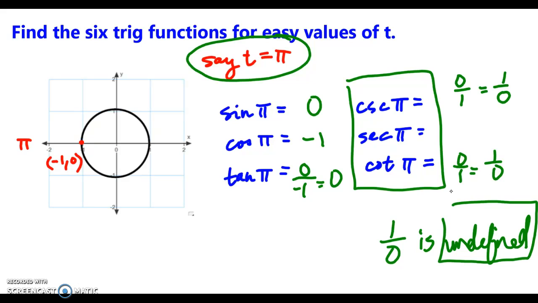And then last but not least, for secant of pi, the reciprocal of -1 would just be -1. So anytime the value of one of the trig functions is 0, when you go to find the reciprocal trig value, if sine, cosine, or tangent are equal to 0, then the reciprocal trig value is going to be equal to undefined.